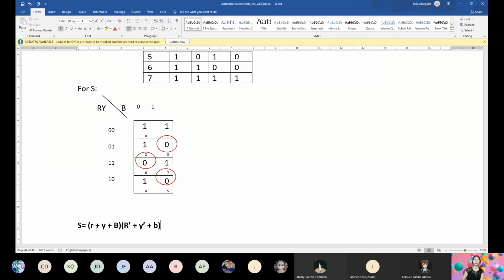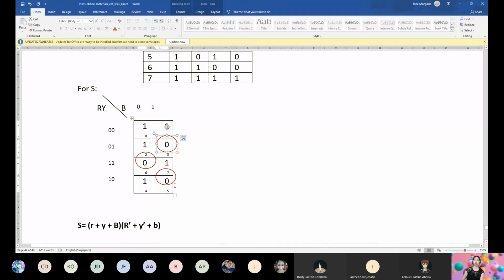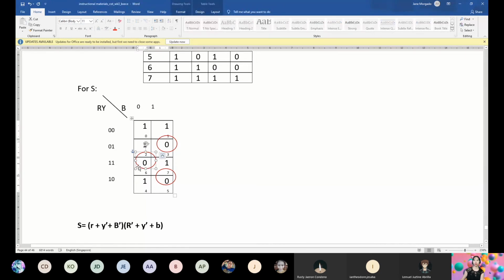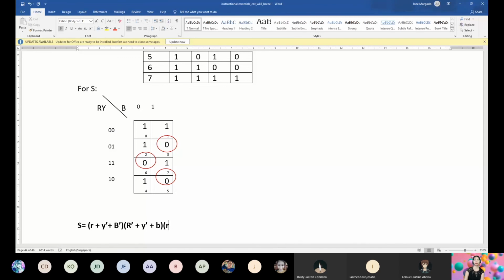B prime pala isa. This is R plus Y prime plus B prime. Okay, ito naman, tama ba? R prime plus Y prime plus B. And last, we have R plus Y prime plus B prime. R prime pala. R prime plus Y plus B prime. Okay? Tama ba?